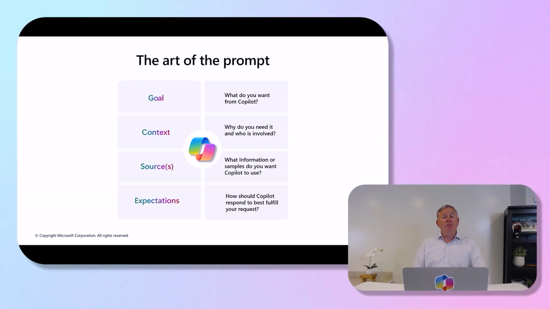So perhaps our goal is to do some research with Copilot. Copilot, I want to do some market research. Copilot, I want to do some financial research. Copilot, I want to know about the latest trends in human resources. Copilot, I want to know about sales practices and tactics. You see, we establish a goal right away. Context shapes the way we get to the goal.